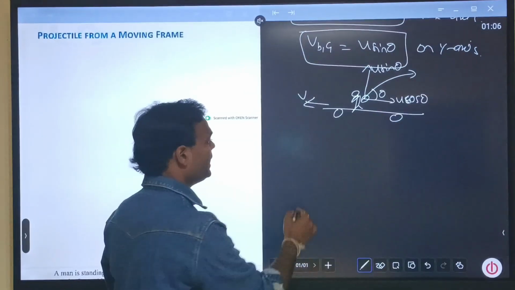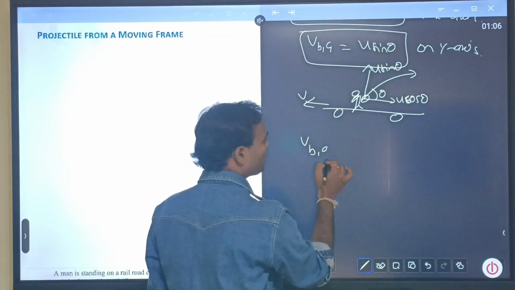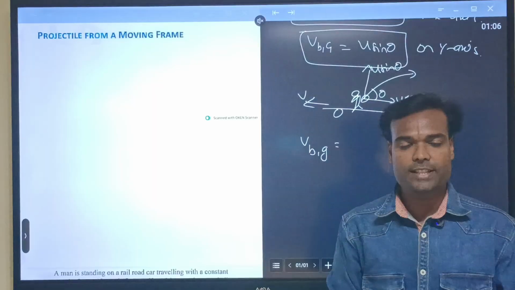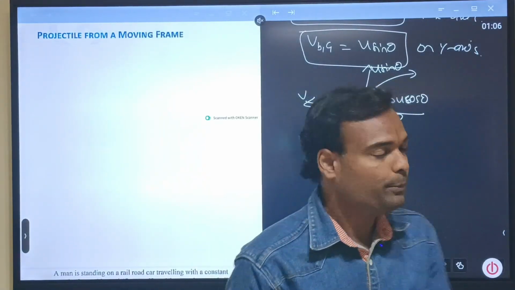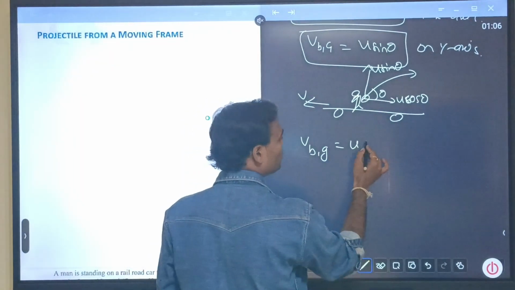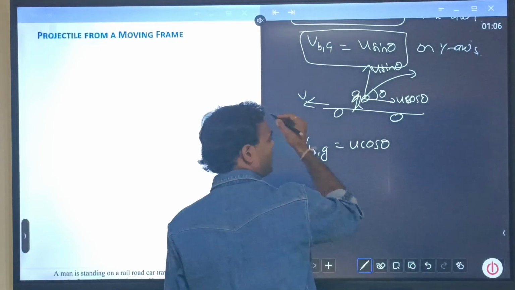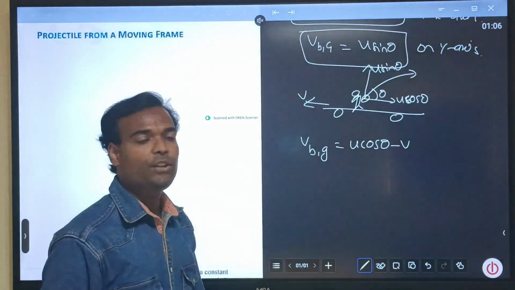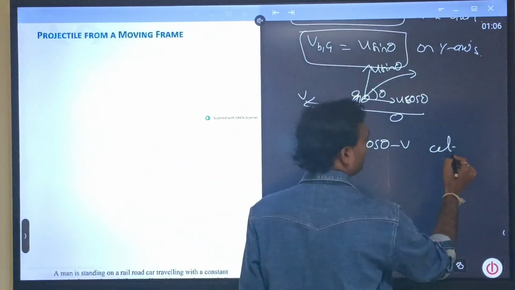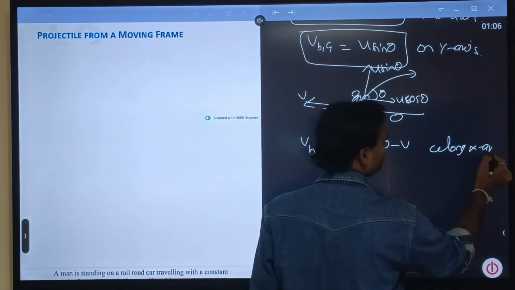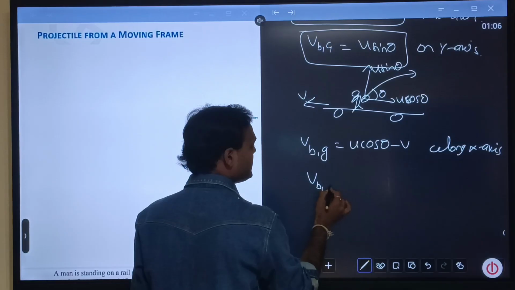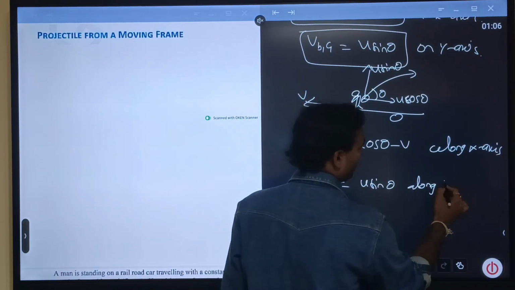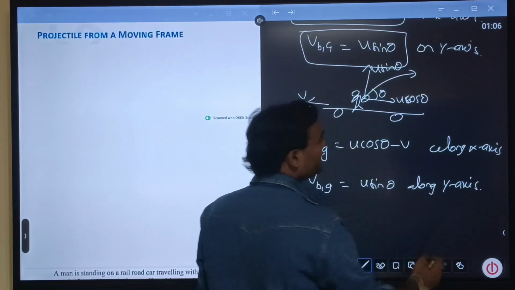In such a case, velocity of ball with respect to ground: the direction in which he is throwing should be positive. So here this will be u cos theta, and trolley is moving in the leftward direction, which means minus v. This is along the x-axis, and u sin theta along the y-axis. Clear?